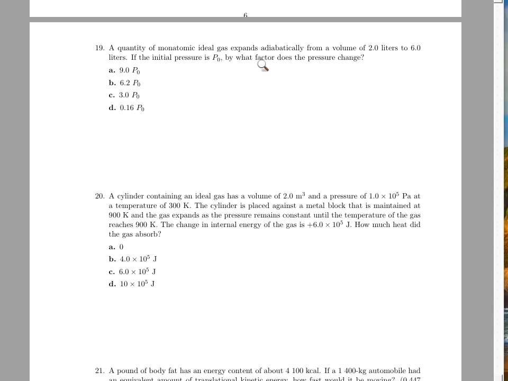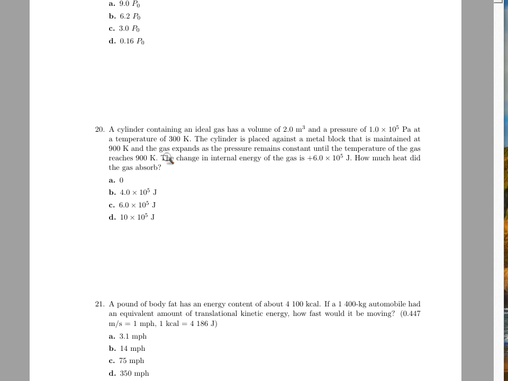This question is a little bit oddly worded for the answers. Basically, this answer would be 0.16 rather than 0.16 P sub naught. Number 20 is going to describe an isothermal process. You can tell because it says this thing about maintained at 900 Kelvin.